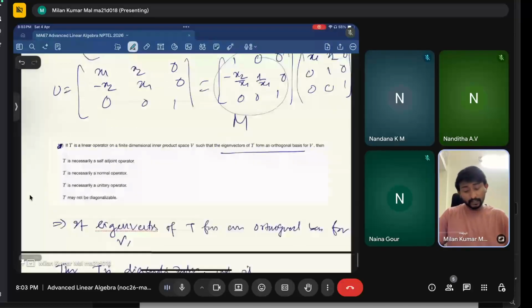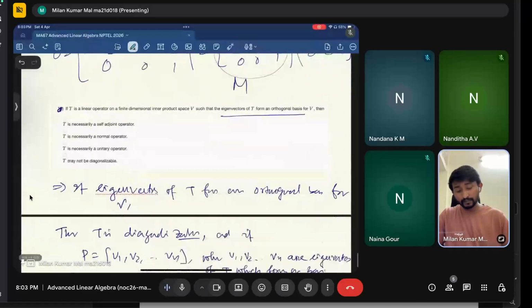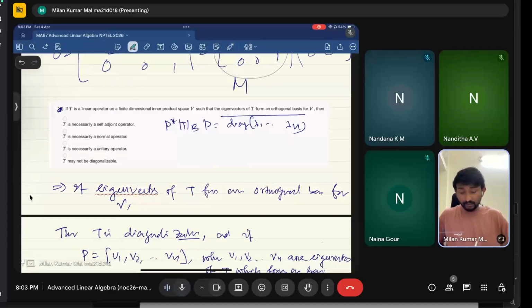We have a unitary matrix P such that P star T_B P is diagonal with lambda 1 to lambda n. Since P is unitary, T is necessarily a normal operator. You can check. T being unitary will not necessarily happen, but normal operator will. T is diagonalizable because we have a basis consisting of eigenvectors.